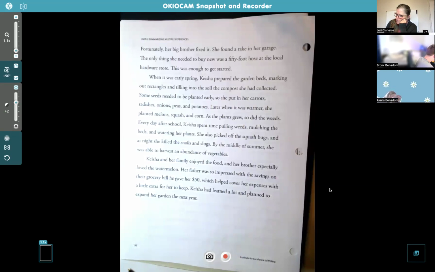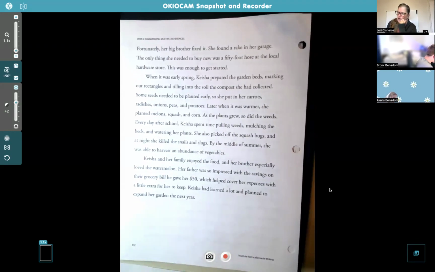How about you put plan, expand garden like next year? Because when you save money on your grocery bill, you can use that money toward your next garden. And then you can make it bigger. That just means making your garden bigger. How's that sound? Okay. That sounds good. And then Alexis, did you get yours done?